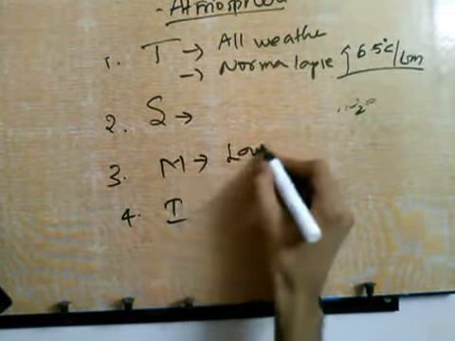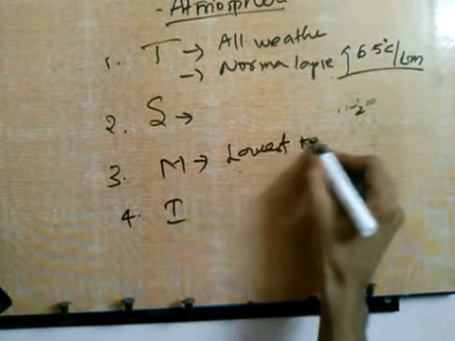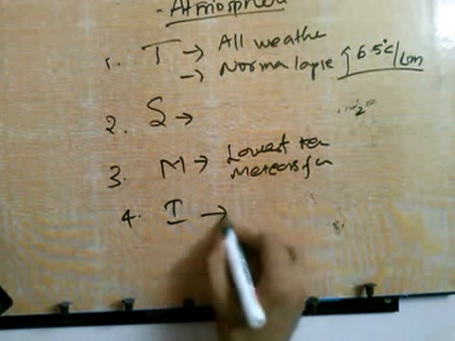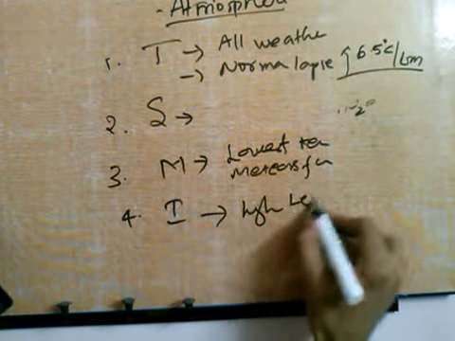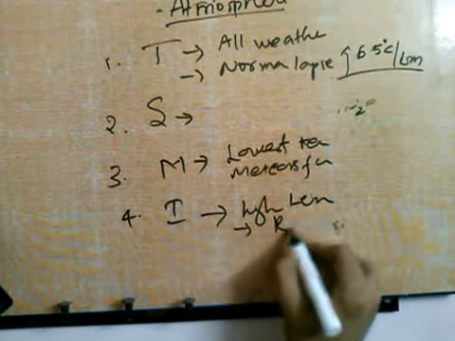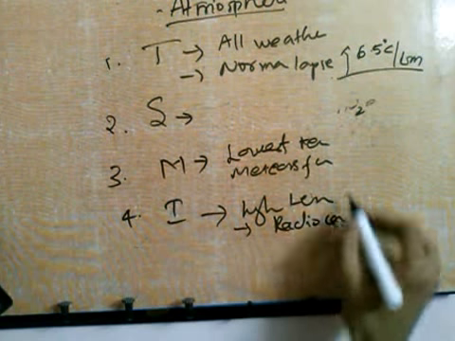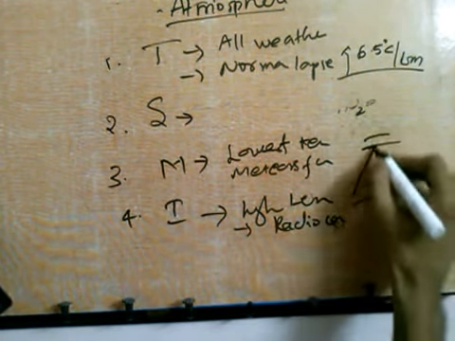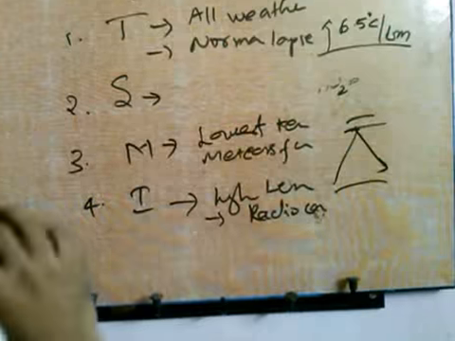Mesosphere, we recorded the lowest temperature, and meteors are found here. Ionosphere, highest temperature, used for radio communication. For example, this is Earth's surface, this is the ionosphere, and the rays get deflected. So this is all about it.